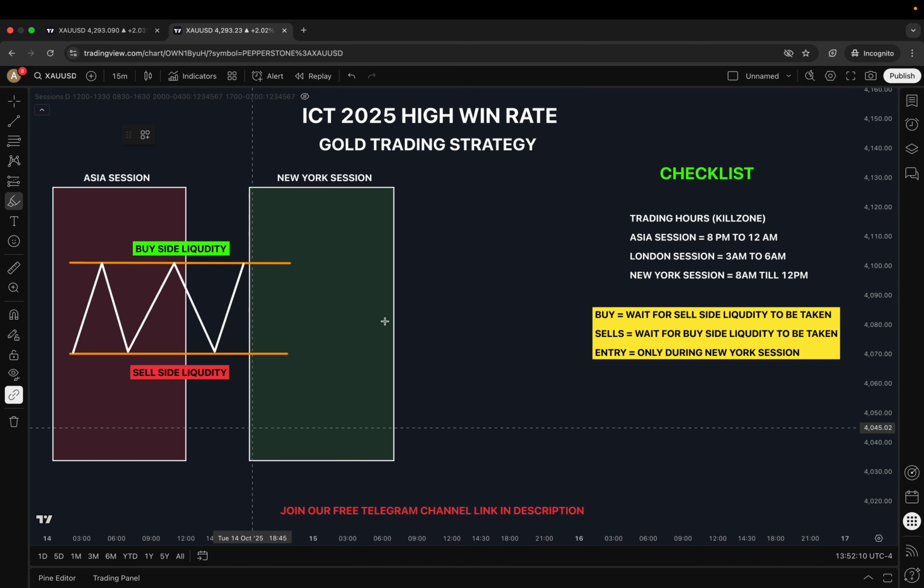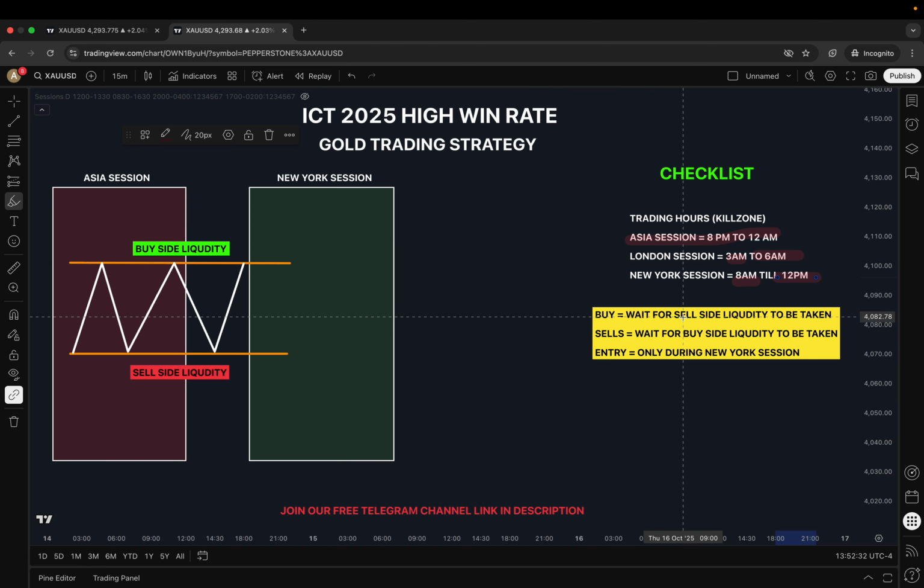So let's get started. The kill zone hours, which is ICT kill zone hours, is Asia session, which is 8 p.m. to 12 a.m., London session, which is 3 a.m. till 6 a.m., and finishing off New York 8 a.m. till 12 p.m.